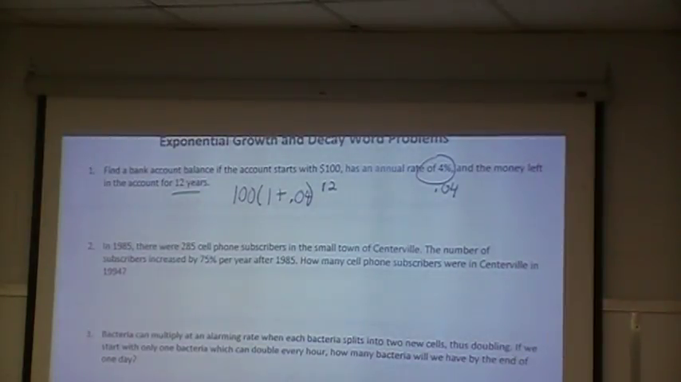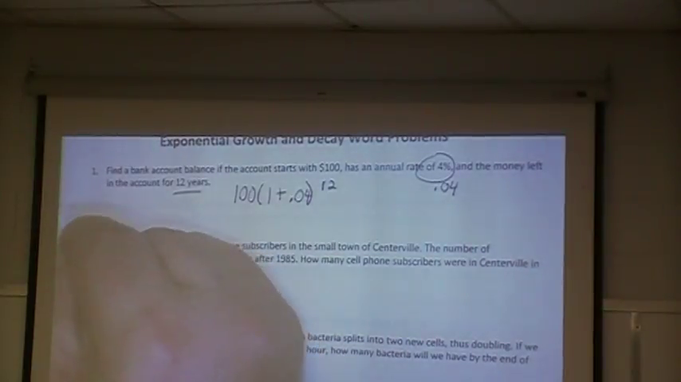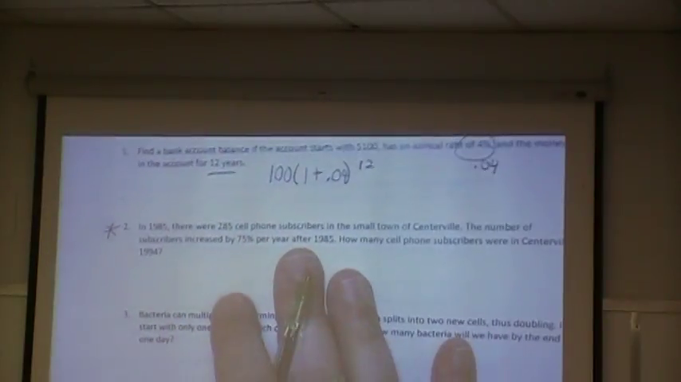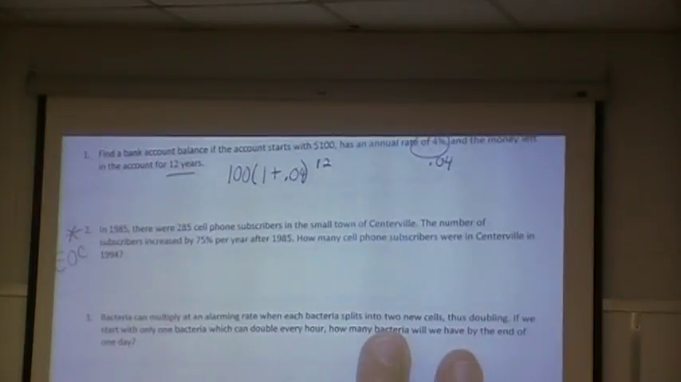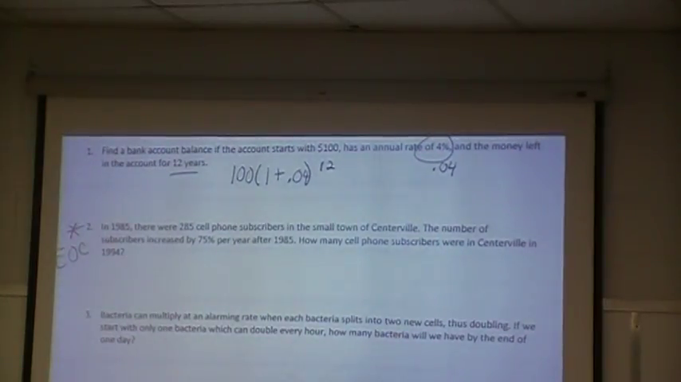In 1985, there were 285 cell phone subscribers in a small town of Centerville. A little star by this one. This would be a great EOC question. The number of subscribers increased by 75% per year after 1985. How many cell phone subscribers were in Centerville in 1994?